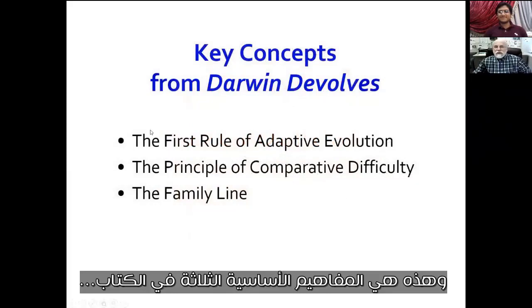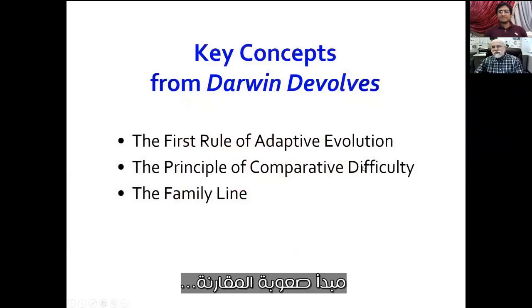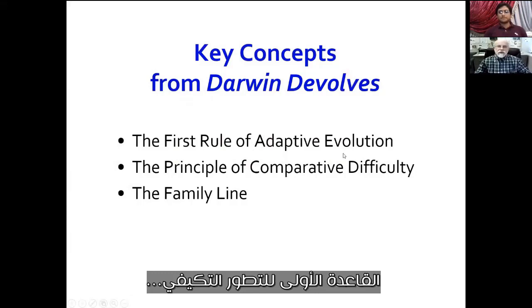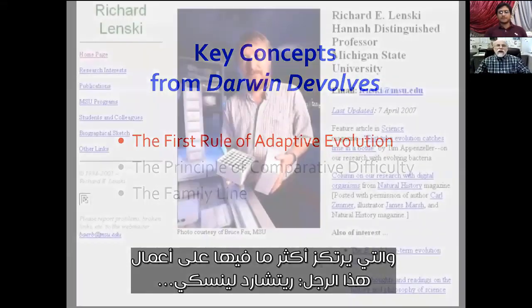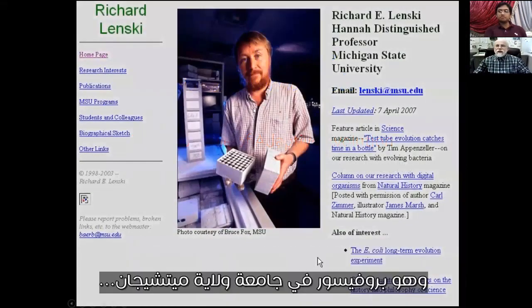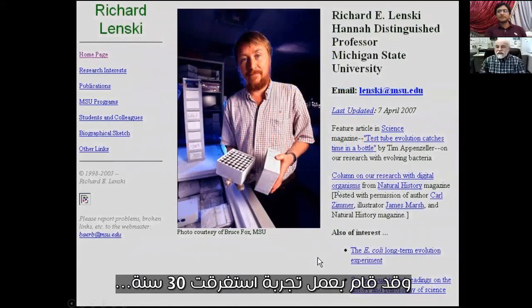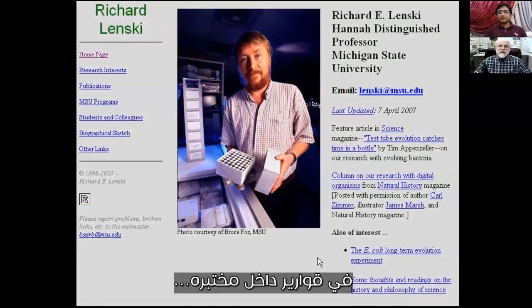And here are the three key concepts from the book. The first rule of adaptive evolution, the principle of comparative difficulty, and the family line. I think I'll just talk about the first one just because of time issues here. The first rule of adaptive evolution. And a lot of it is based on the work of this man, Richard Lenski, who is a professor at Michigan State. And he has run an experiment for 30 years in which he has grown the bacterium E. coli in flasks in his laboratory.